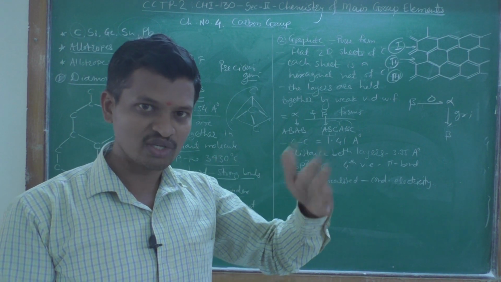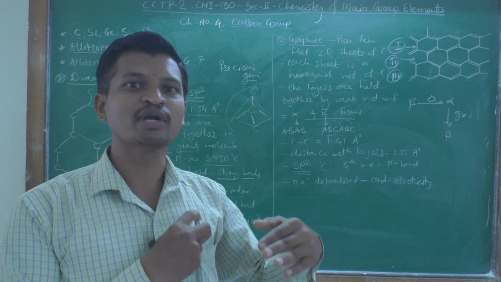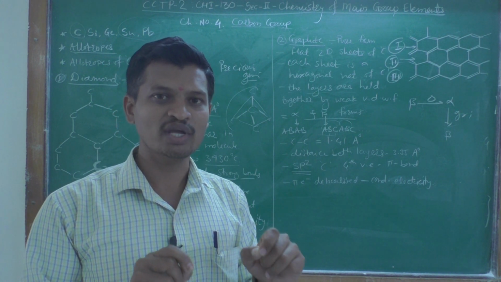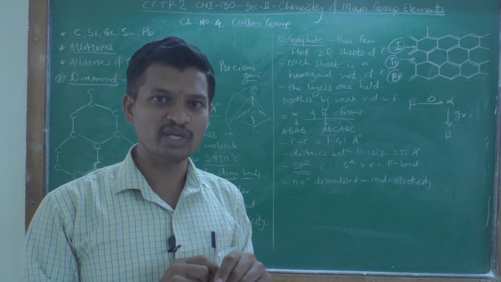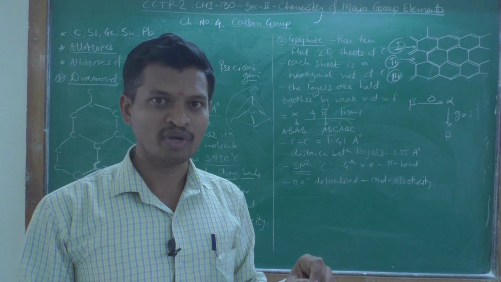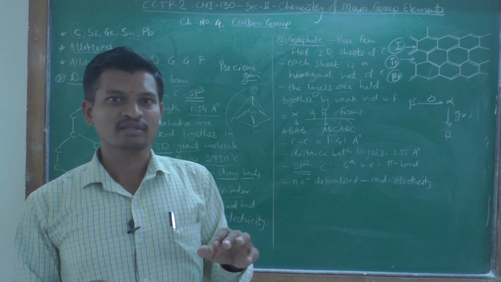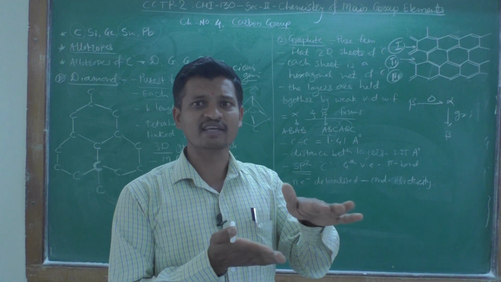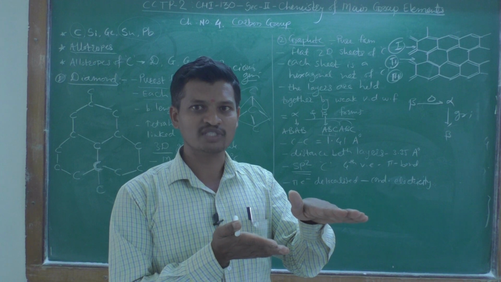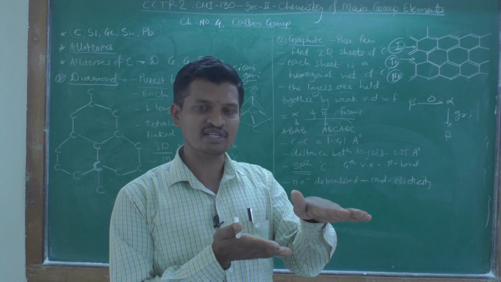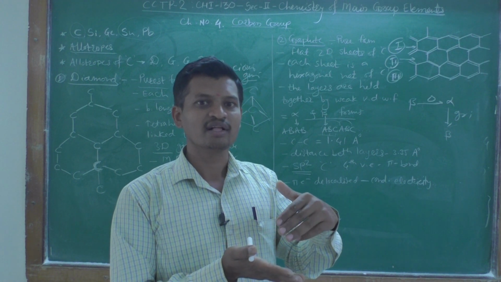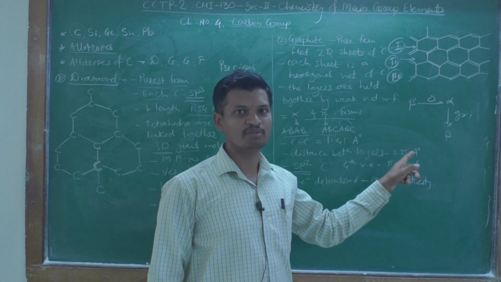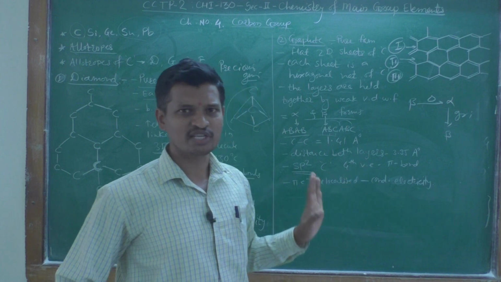There is a repetition of these sheets, and these sheets are made up of only carbon atoms. There is no hydrogen atom. There is a stacking of layers, sheets of carbon atoms, in the graphite structure, and they are repeated either in AB manner or in ABC manner. So this is a very simple structure of graphite.